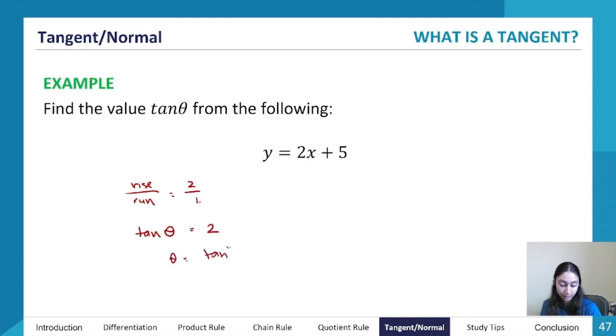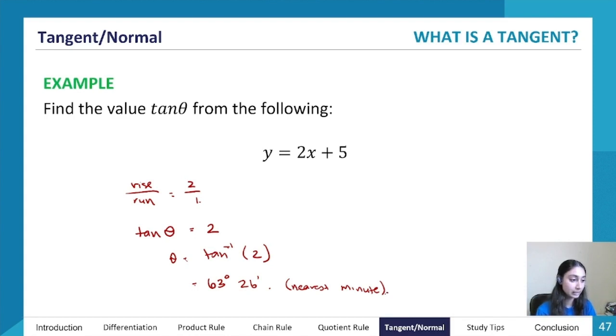Theta will be tan inverse of 2. Make sure that you're in degrees and not radians like I am. And we'll go shift tan 2. And my angle of elevation will be equal to 63 degrees, if you're rounding to degrees. I'm going to round to minutes, so it'll be 63 degrees and 26 minutes, to the nearest minute. Or, well, technically, I didn't even read the question properly. They just want the value of tan theta. My actual answer is just this.